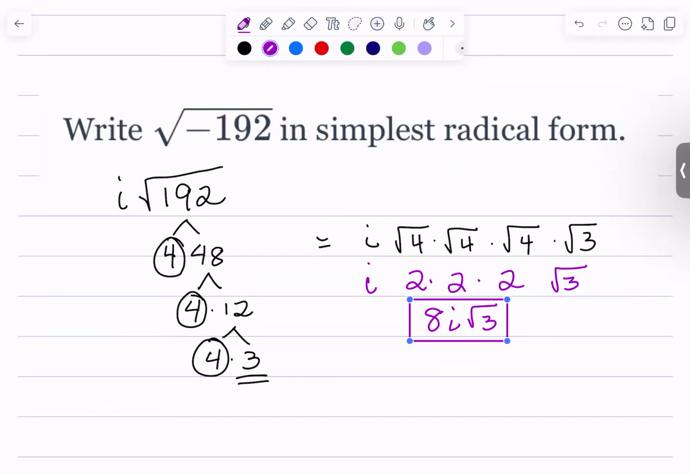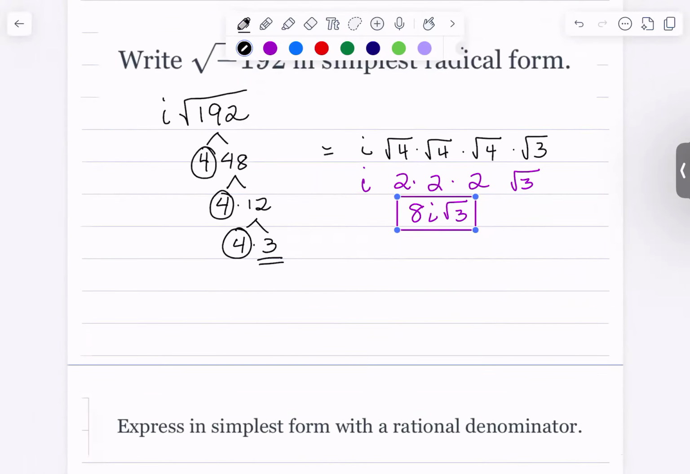So again, with the 192, you could have gone the route of 64 times 3. Yeah, the square root of 64 is 8. Or you could have gone 16 and 12, right? And then 12, break that down to 4 times 3. So there are multiple ways of simplifying. I just chose the longest way, yes, but the least amount of math brain power. Okay? Because I just started dividing it by 4.